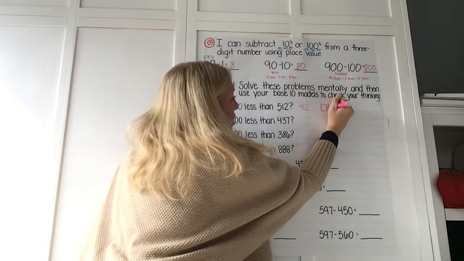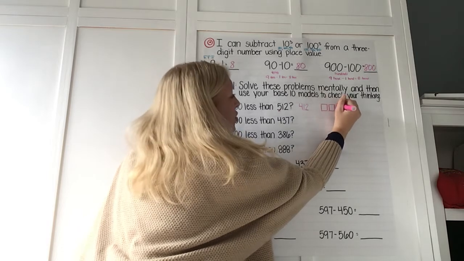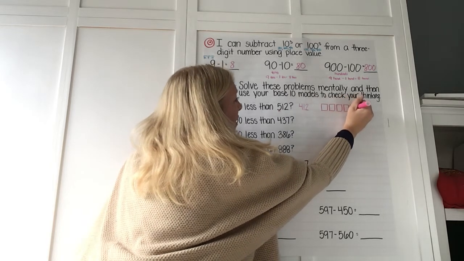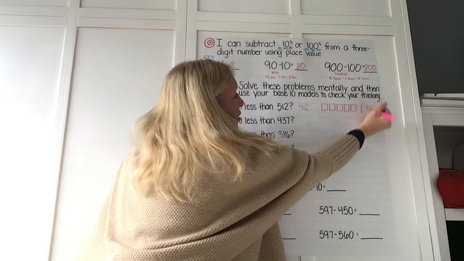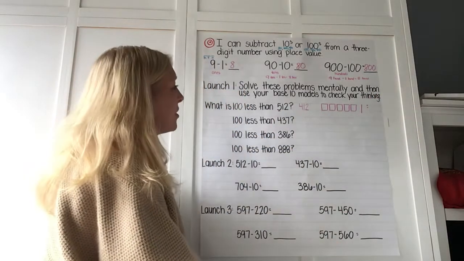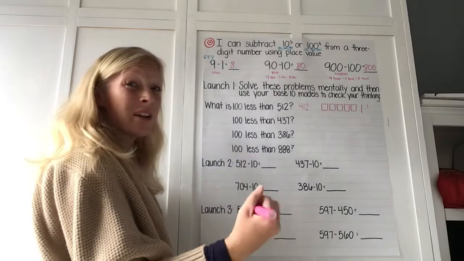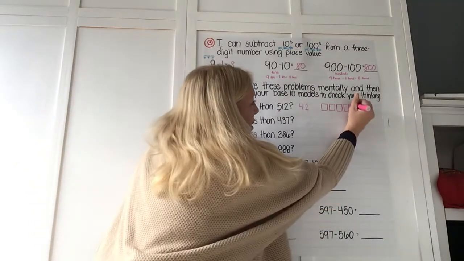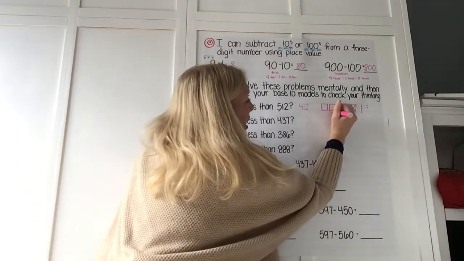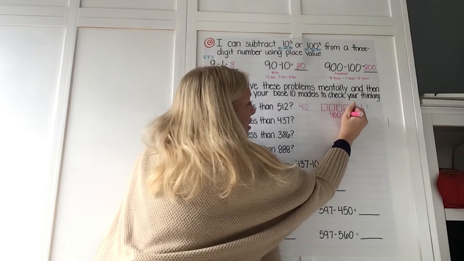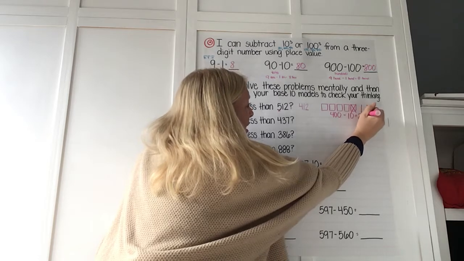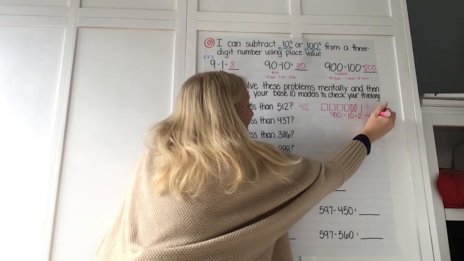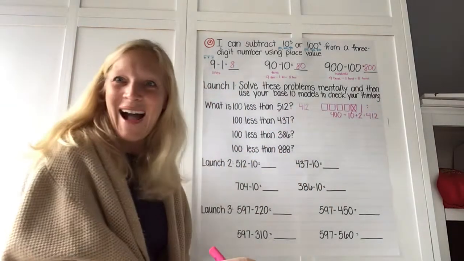So I'm going to draw my 512: 500s, 1 ten, and 2 ones. And now I'm going to take away 100 because it's 100 less, right? And when I do that, I have 400. I still have 1 ten. And I still have 2 ones. And that makes 412. I'm right.